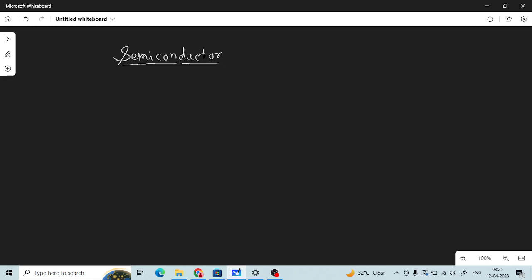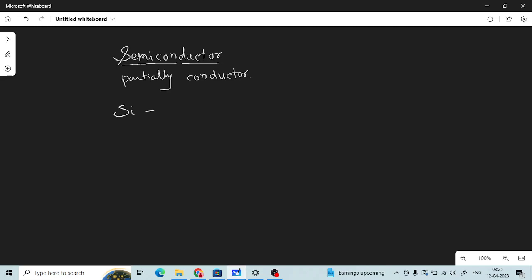We know semi means half or partial. So, this partially conducts and therefore it is called a semiconductor. Now, the question is why it conducts partially and under what condition these semiconductors conduct. Let us try to understand the basic structure of semiconductor by taking the example of silicon.